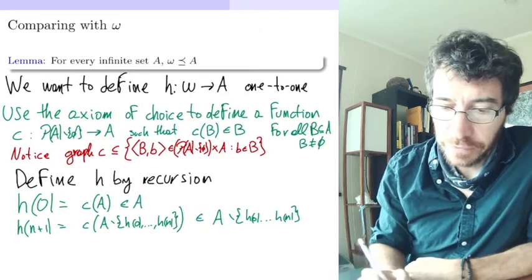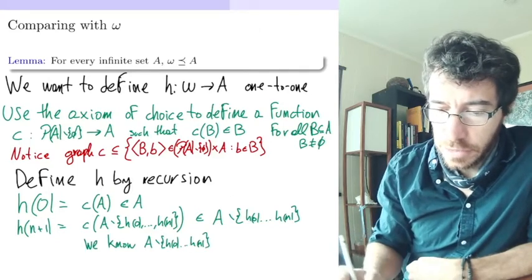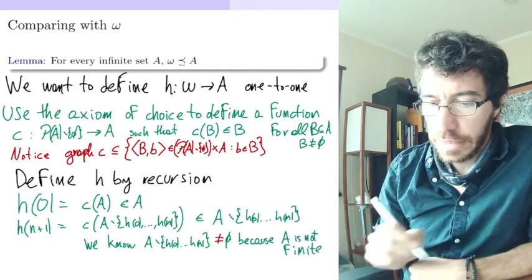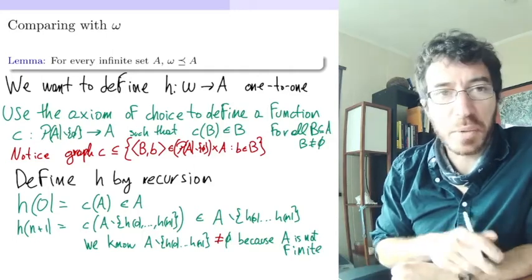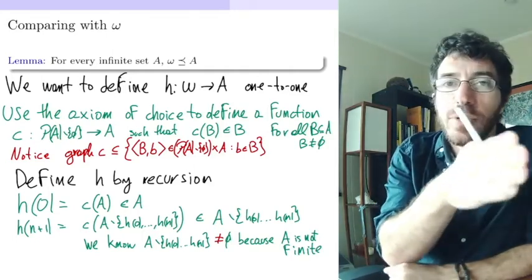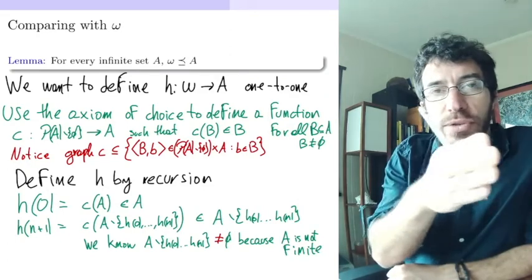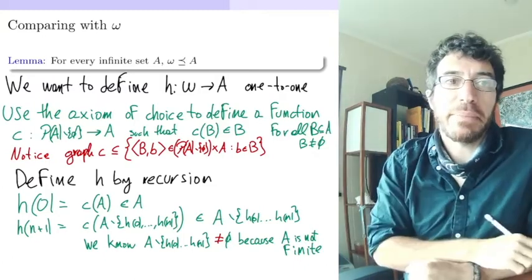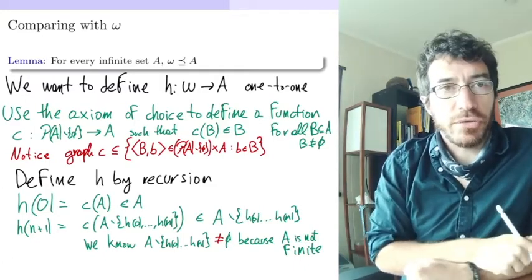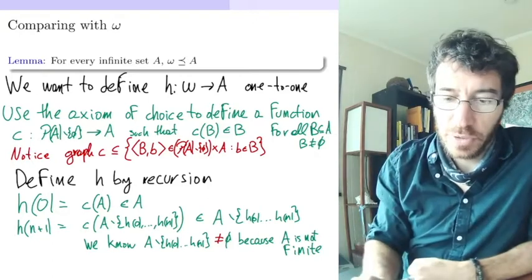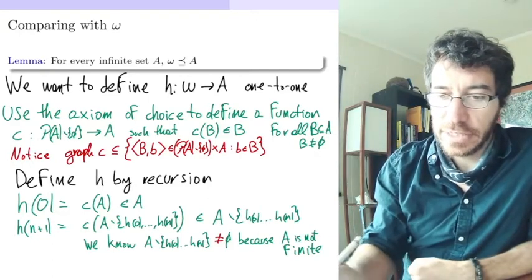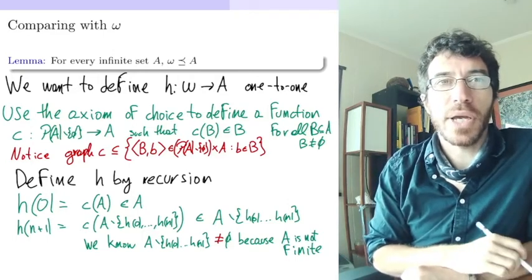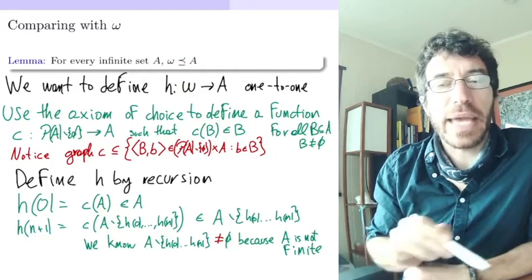And we have to make the observation that this set is not empty because A is not finite. And if it was empty, we would have a bijection. Right, the bijection is right there. H would be a bijection mapping 0, 1, 2, 3 up to n to A. So we would have that A is in bijection with the number n plus 1, which is not possible because A is not finite. So then we can define this function all the way through. So we end up with a function exactly like we wanted from the natural numbers into A, that is 1 to 1. Okay, so the natural numbers are dominated by any infinite set.